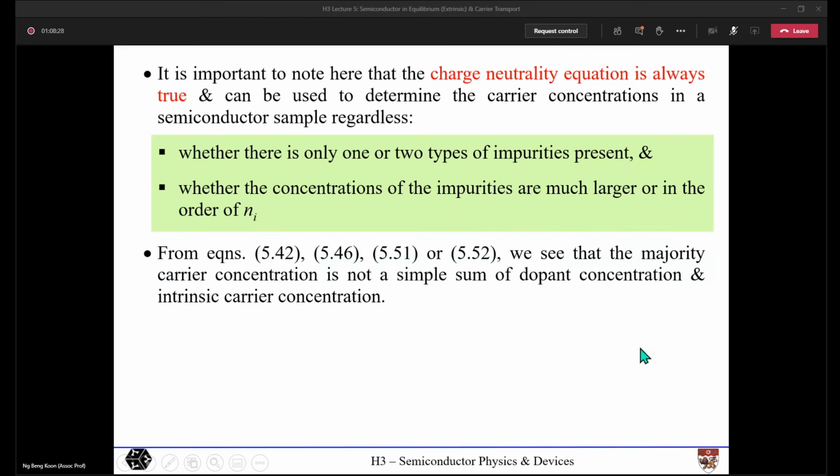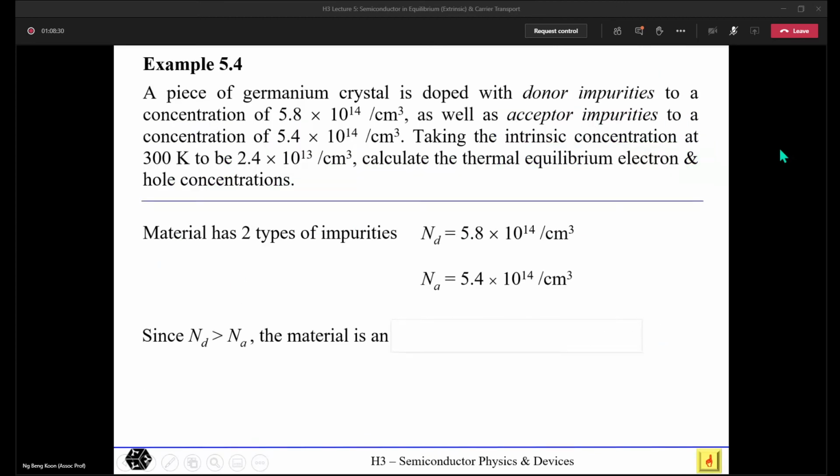Okay, so let's look at another example to see how we can apply this. You have a germanium crystal that has both donor and acceptor impurity atoms. So in this case, you notice that the donor impurity is 5.8 by 10 to the power 14. Acceptor is 5.4 by 10 to the power 14. So looking at this, obviously the donor is of a larger concentration, right? Which means that the semiconductor will become N-type. Okay, the net doping that you expect should be N-type. And we're supposed to calculate the electron and hole concentration.